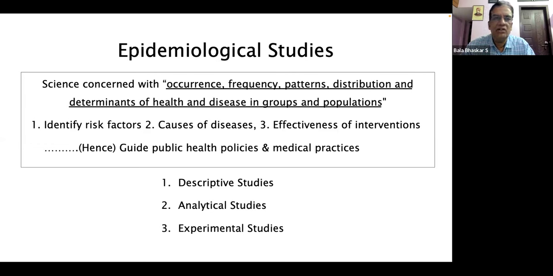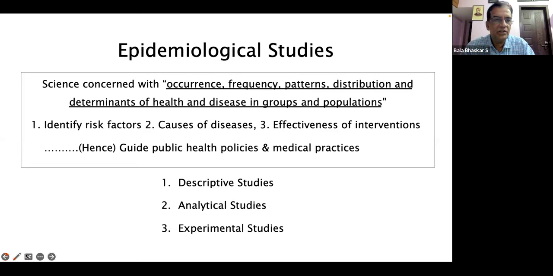So when we have all these outcomes, the greater target is to see that the patient health is improved, patient management is also improved. So we have broadly three different categories of epidemiological studies, which you can see here.